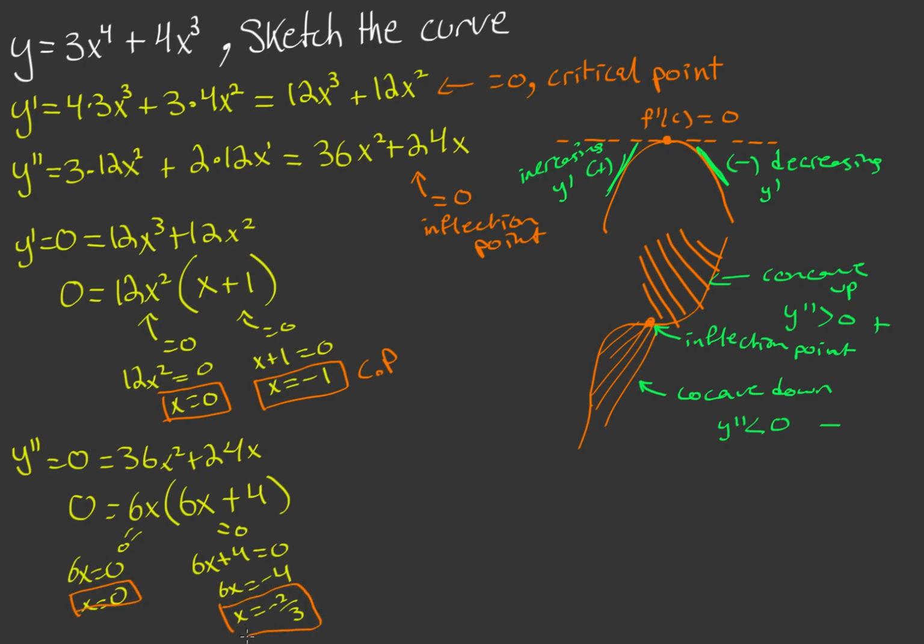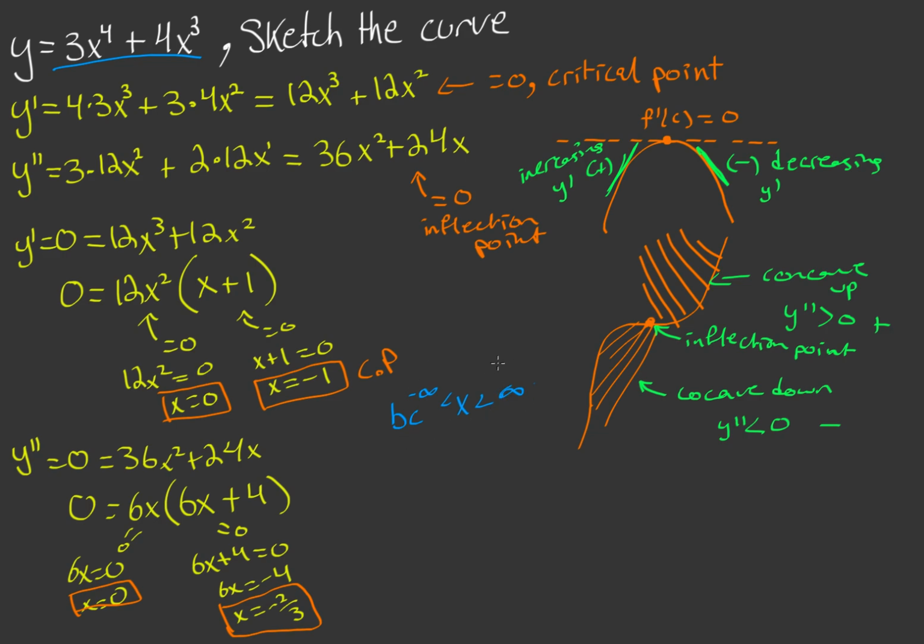These will also help us determine our domain, like I said before. If we look at just the function y right here, x can be anywhere from negative infinity to infinity. There are no asymptotes here because we're not dividing by an x. There are no horizontal asymptotes because as x goes to infinity, y also goes to infinity. So we don't have to deal with that. Now, x is between infinity and negative infinity.